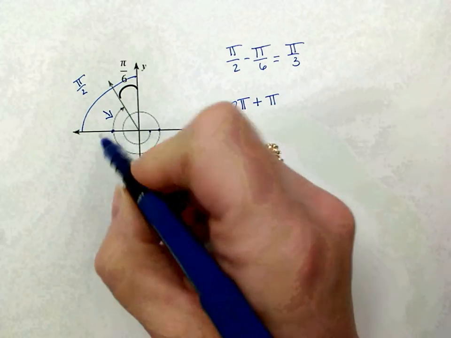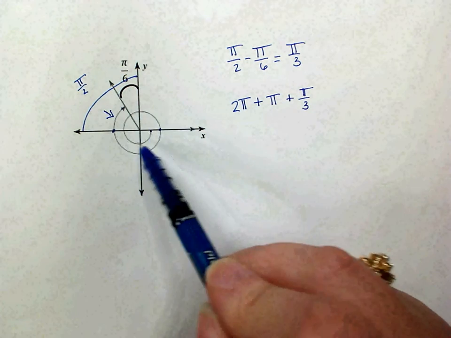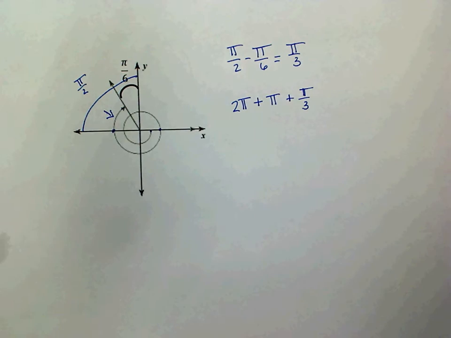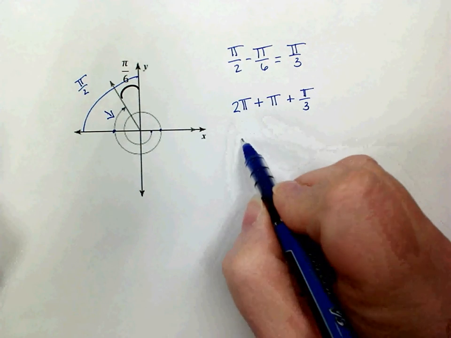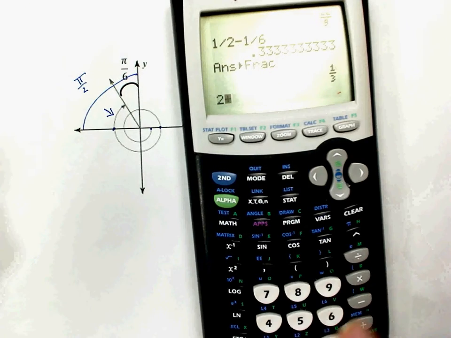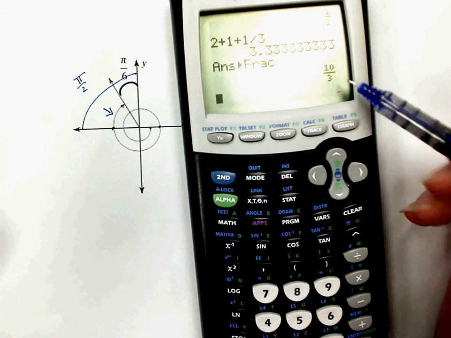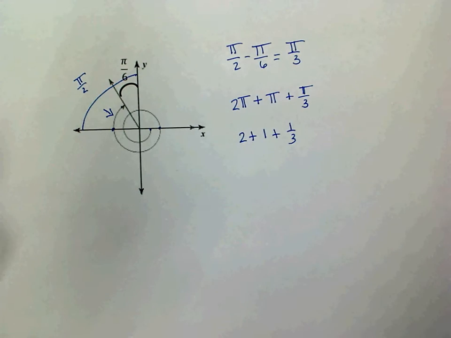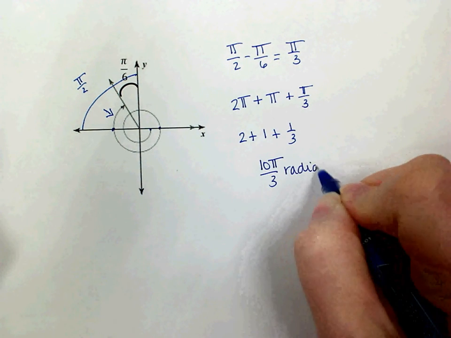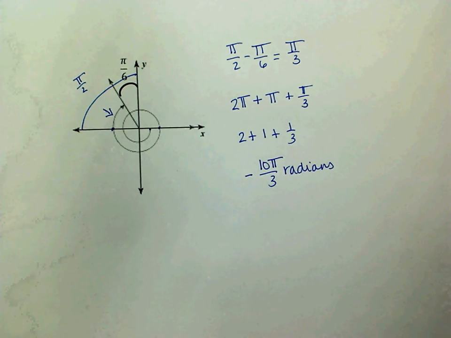So I want to add that to my ongoing calculation here. So I have the 2 pi plus another pi plus the pi over 3. So now in my calculator, I'm just putting the numbers in front of pi. So that'll be 2 plus 1 plus 1/3 in the calculator. And when I get a decimal, math enter gets me a fraction of 10/3. So 10/3, or 10 pi over 3 radians. But don't forget, the direction was clockwise. So that'll be a negative 10 pi over 3 radians.